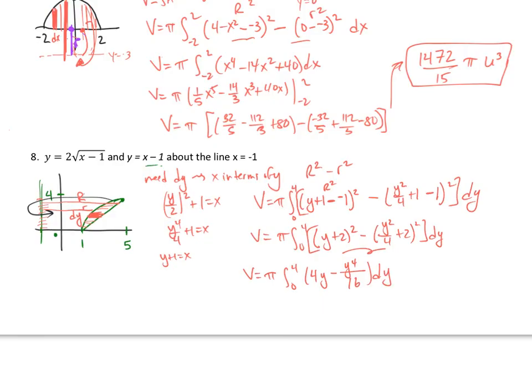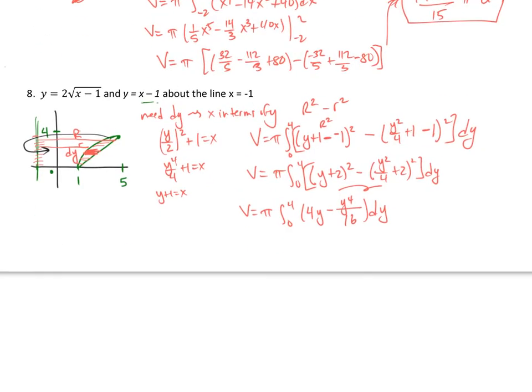So now let's finish this off. We are almost done. So let's go ahead and integrate, and we will get the volume equals pi times 2y squared minus y to the fifth over 80 on the bounds from 0 to 4, and that will end up as 96 pi over 5 cubic units.